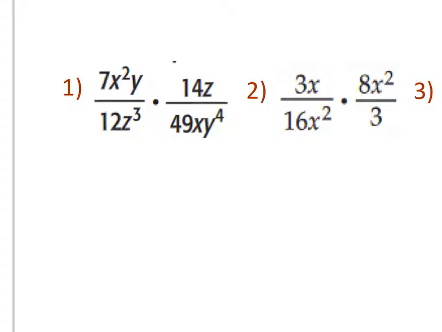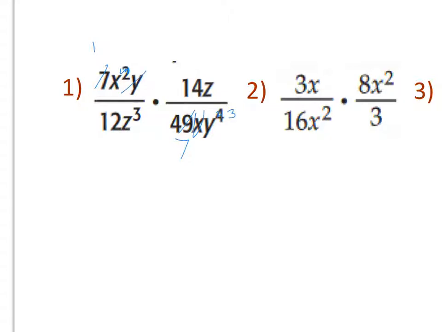Let's look at canceling out any cross products. So with the 7x squared y and the 49xy to the fourth, I can take a 7 out. That 7 becomes a 1. The 49 becomes a 7. If I take out an x down here, I'm left with just 1 up top. If I take away a y, I'm down to y cubed.